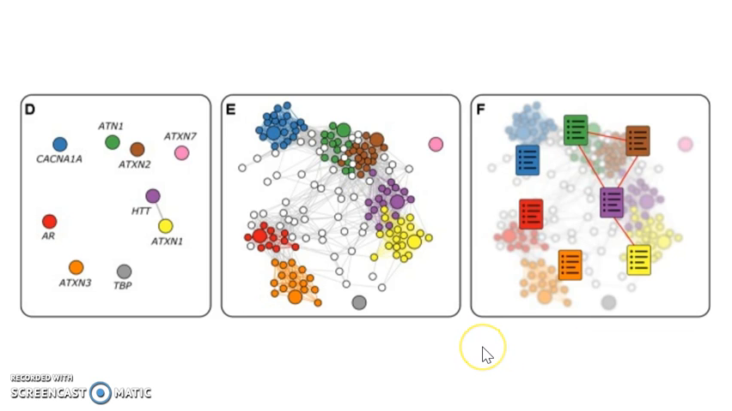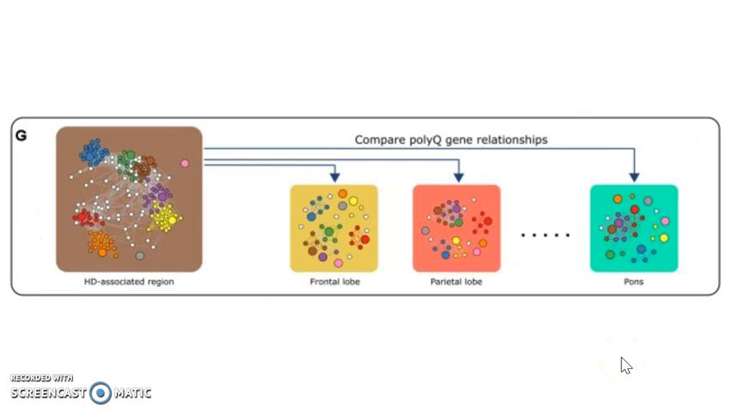Images D through F are grouped together because they show the co-expression networks and the links between correlated pairs of genes. And lastly, Part G compares the polyQ relationships in the region associated with Huntington's disease with other structures of the brain.